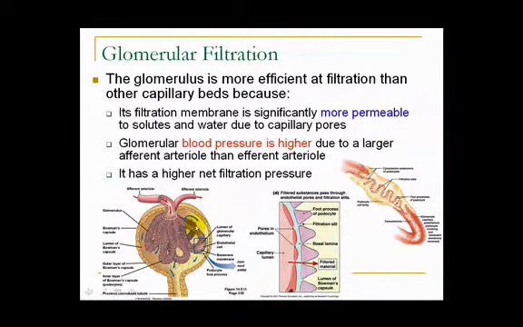Now, another reason why the glomerulus is really good at filtration, besides having pores, is that the afferent arteriole is larger than your efferent arteriole. So what that creates is, when more blood comes in than can get out, a high pressure situation in this glomerulus. So this high pressure leads to filtration.